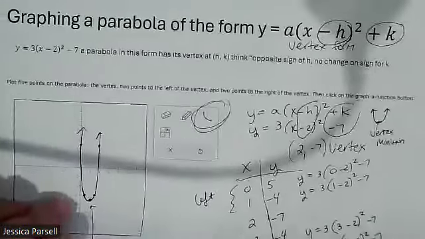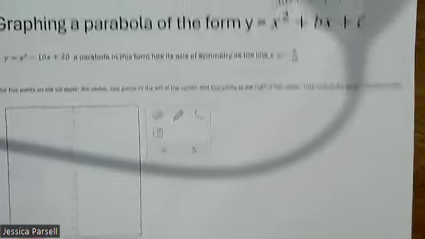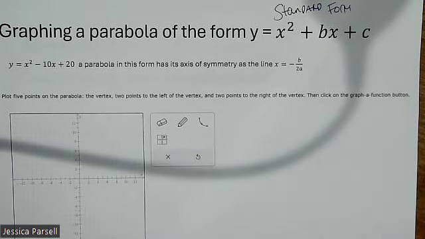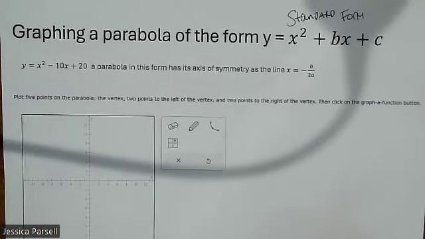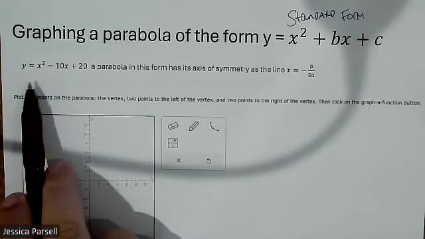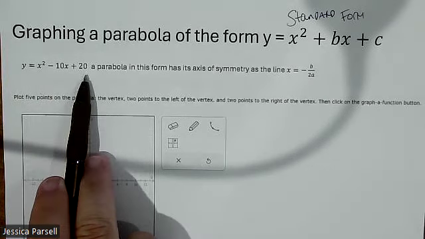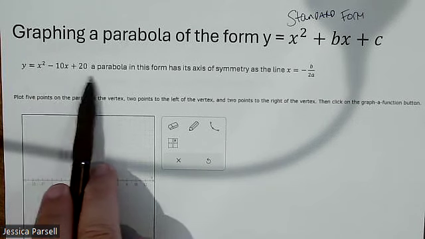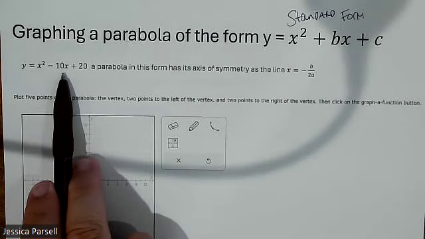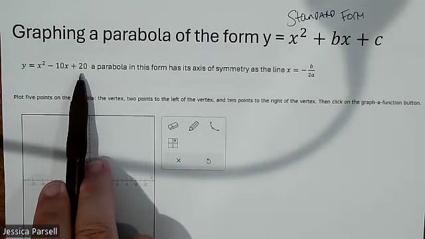All right, let's try one more. So the last one, they're going to give us this parabola in standard form. So standard form is y equals ax squared plus bx plus c. Okay, so our practice problem is y equals x squared minus 10x plus 20. So right off the bat, we know that this is in descending order. We have our squared term, our term that's not squared, and our constant.